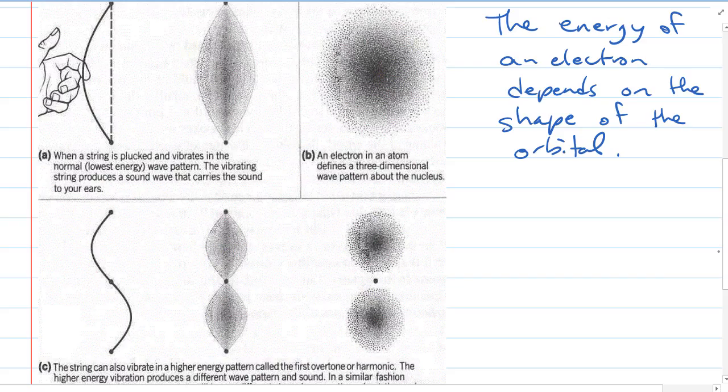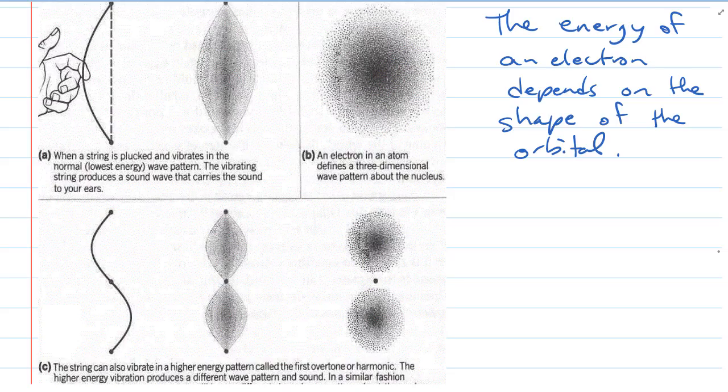So if this vibrating string corresponded to an orbital like this, then a string vibrating in this pattern would be like an orbital that has this shape right here. So this would be another shape. So we'd have two different shapes of orbitals. Again, this orbital would be like this one here. This orbital right here would be like this one here.